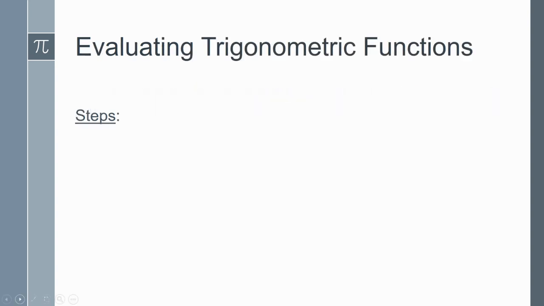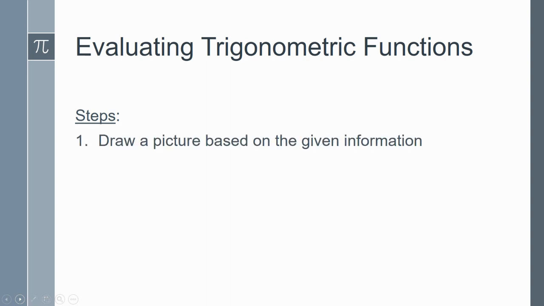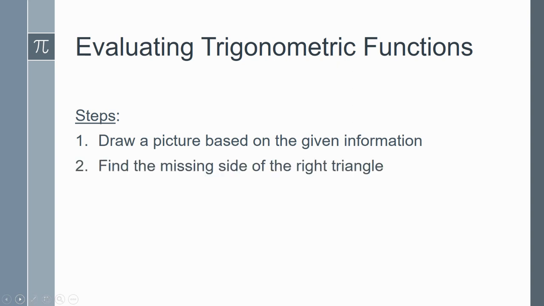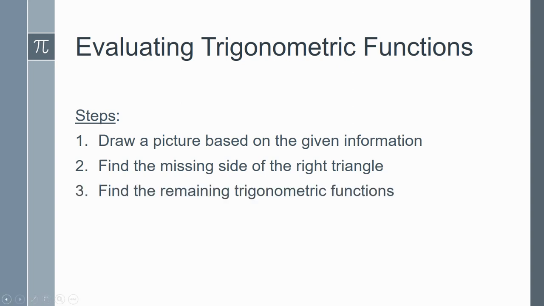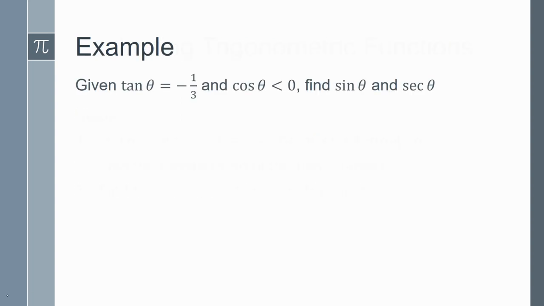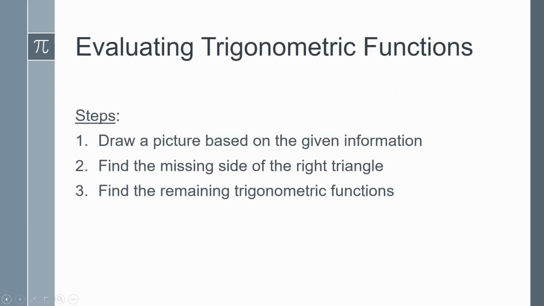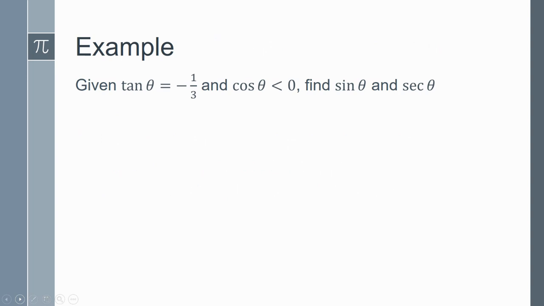All right, so evaluating trig functions. Let's look at the steps. We want to draw a picture based on the given information. I just can't stress it enough. Drawing pictures is going to be the most beneficial thing for you. So sketch them. We are then going to find the missing side of the right triangle. We will find the remaining trig functions. So sketch a picture, find the missing side of the right triangle, and then whatever ratios they're asking for, we can go ahead and do that.